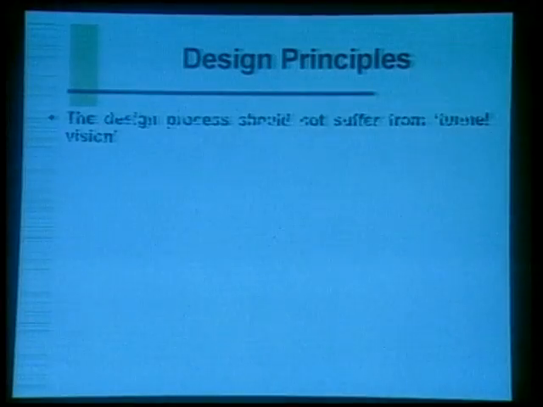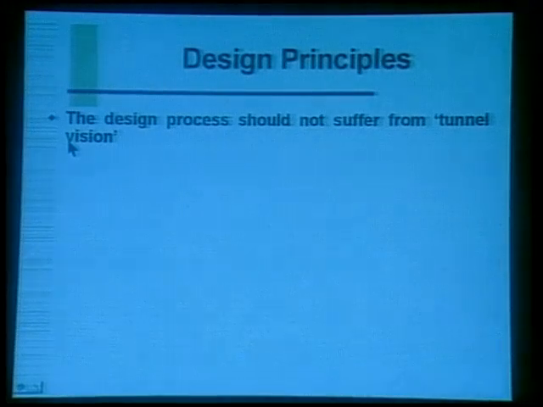We discussed the characteristics of a good design. Now the question is, how can we achieve those characteristics in a design? As I said before, there are no mathematical magic formulas which can be used to have a good design. There are, of course, a number of design principles which, if properly used, can lead to a good design. Let's have a brief look at those principles. The design process should not suffer from what we call tunnel vision, which simply means that a designer must explore all possible alternative designs and then select the best one.